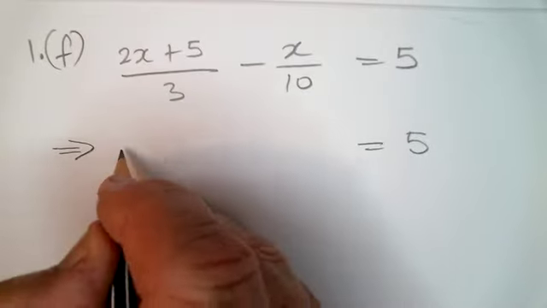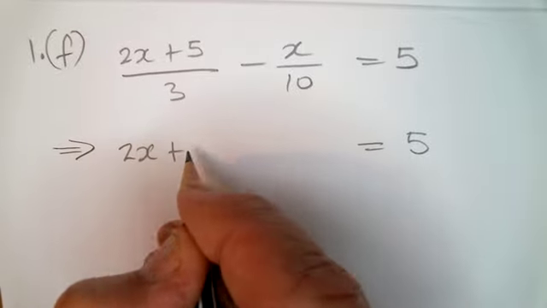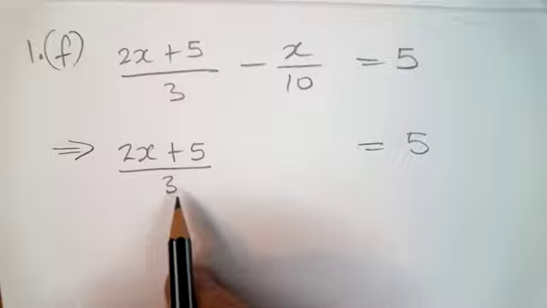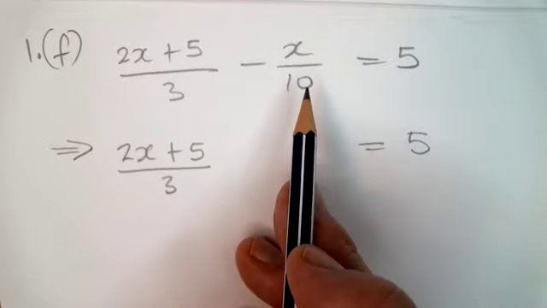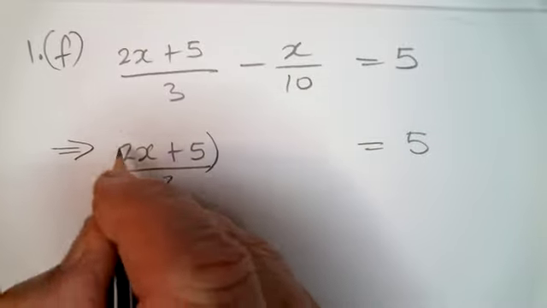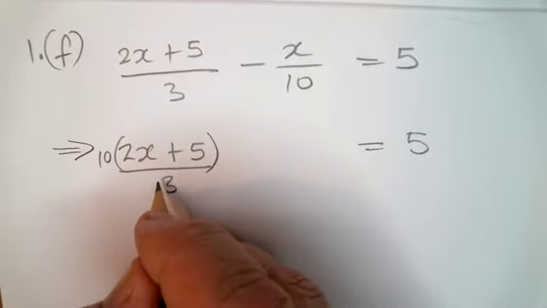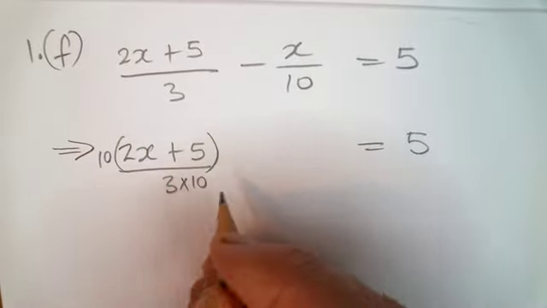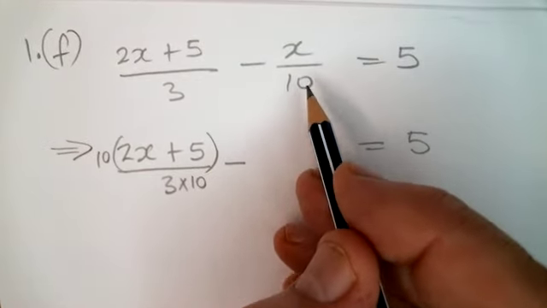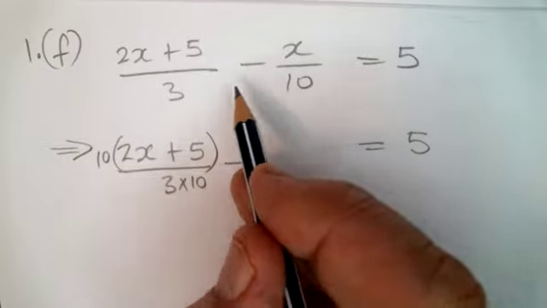So I'm going to, here we go, let's do the first bit. So 2x plus 5 over 3, but this has to have the same denominator as the one over here. So I'm going to look at this denominator here and multiply everything here by 10. I'm going to multiply this by 10, and I'm going to multiply this by 10. There it is. Now I'm going to look at the denominator here and say, I want this to be the same as the denominator here.